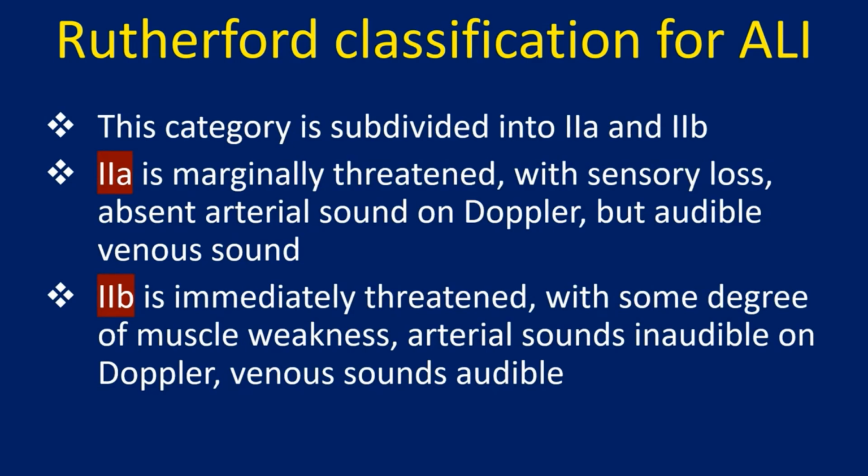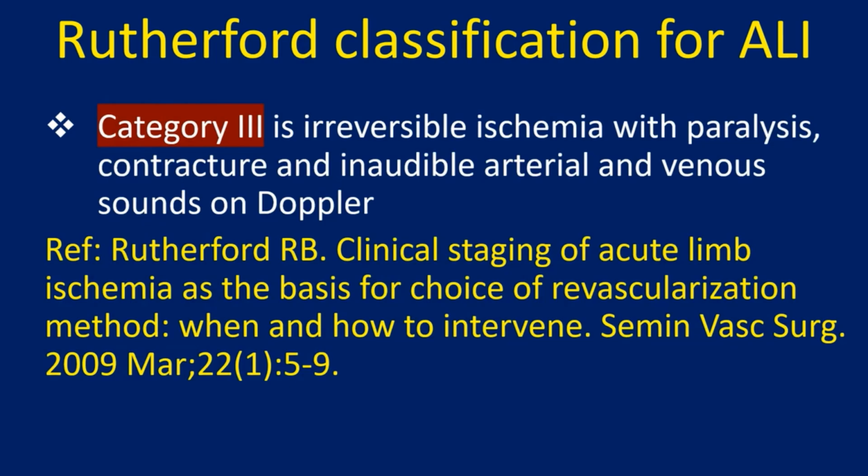2A is marginally threatened, with sensory loss, absent arterial sound on Doppler but audible venous sound. 2B is immediately threatened, with some degree of muscle weakness, arterial sounds inaudible on Doppler and venous sounds audible. Category 3 is irreversible ischemia with paralysis, contracture, and inaudible arterial and venous sounds on Doppler.